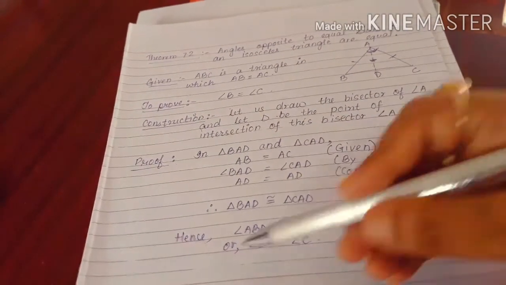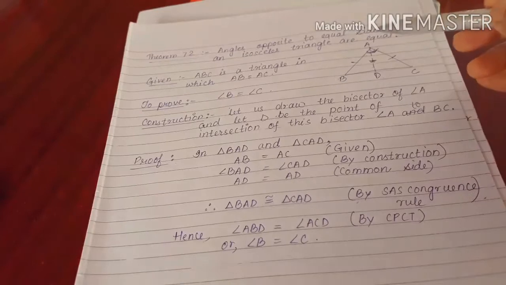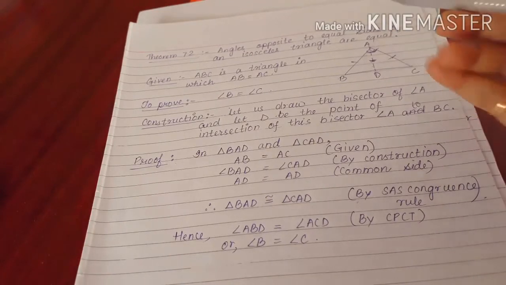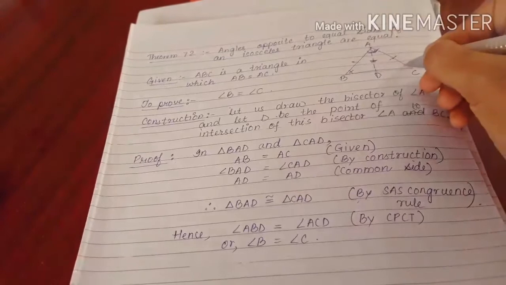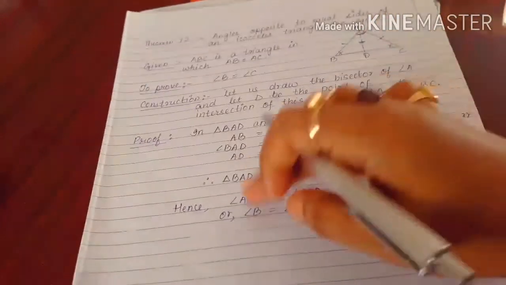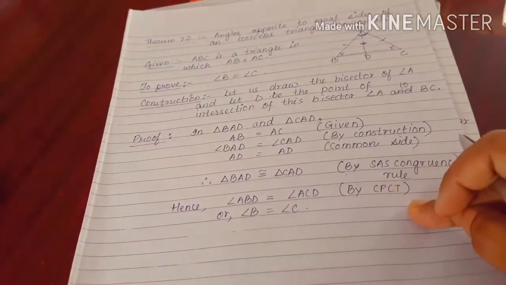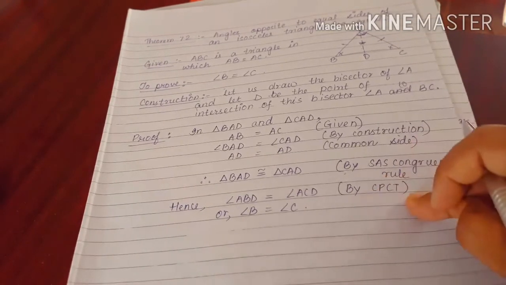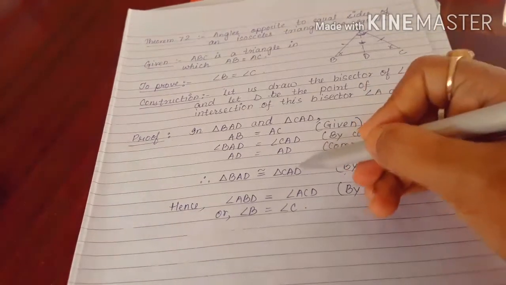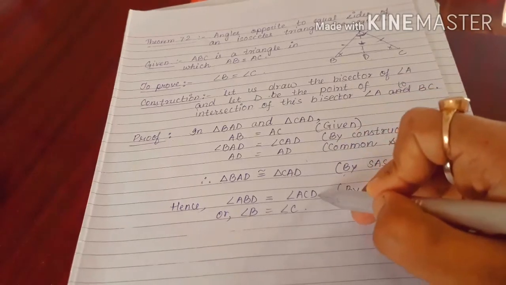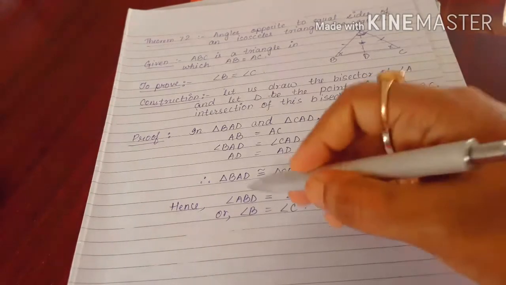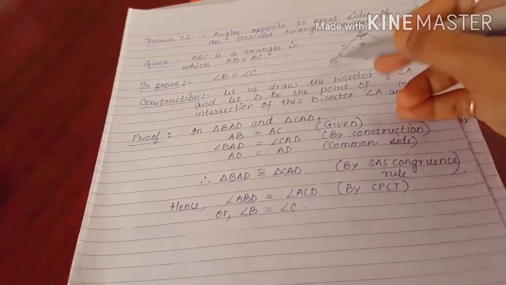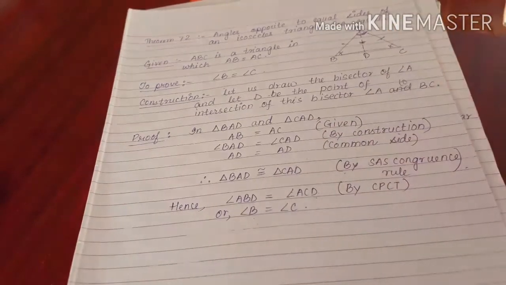So hence we can write that angle ABD will be equal to angle ACD, that means this angle will be equal to this angle. Okay, so here we can write by CPCT. You know CPCT means corresponding parts of congruent triangles are equal. So we have already proved the triangles are congruent. Therefore we can say that the angles are also equal. So angle ABD can be written as angle B and angle ACD is written as angle C. So this is the theorem. This is an important theorem. Okay, so try to practice this theorem.